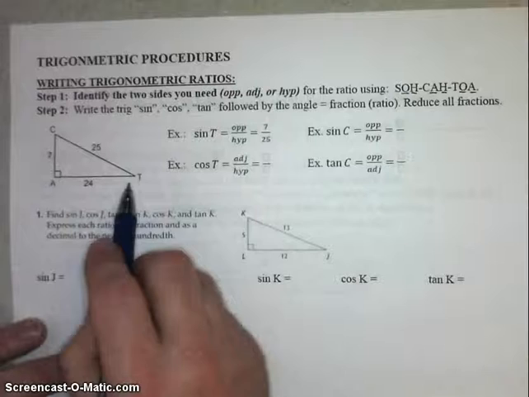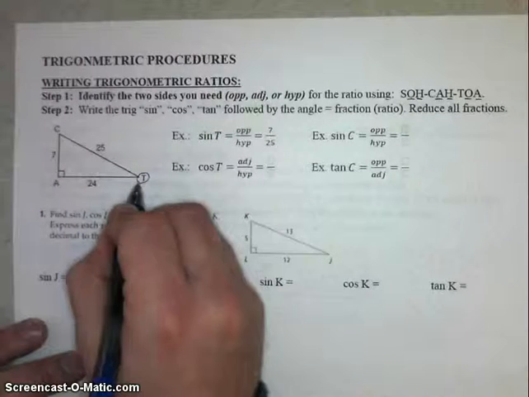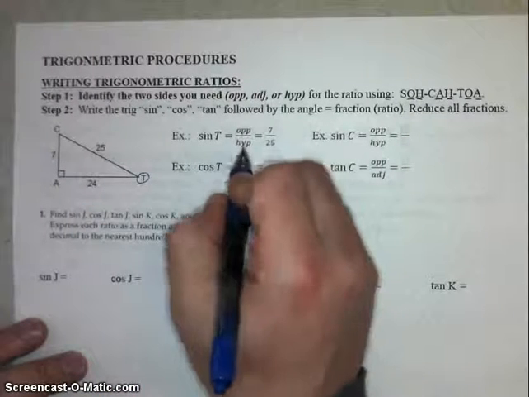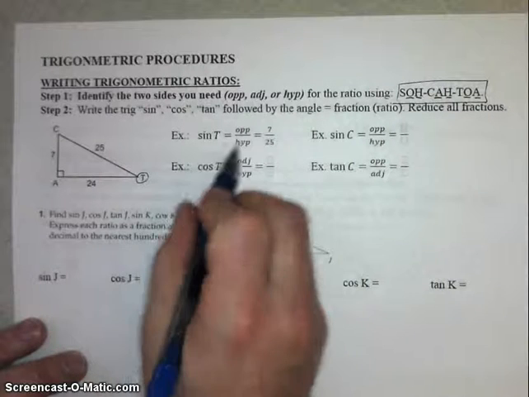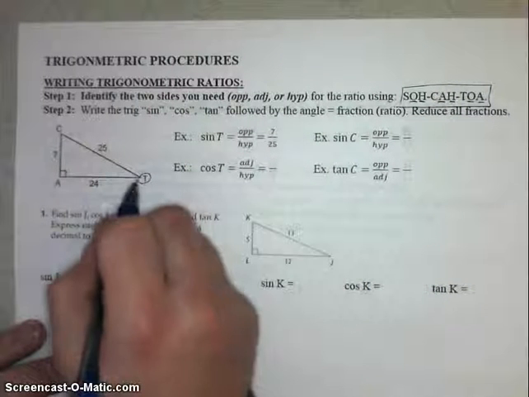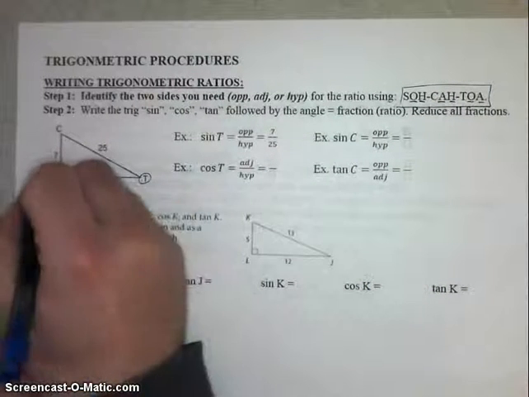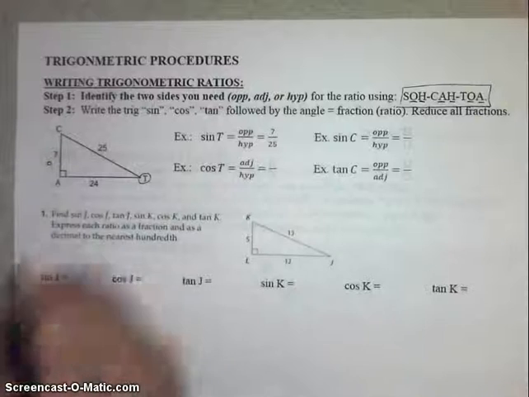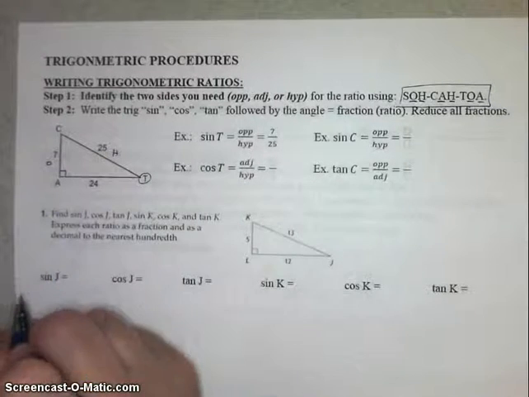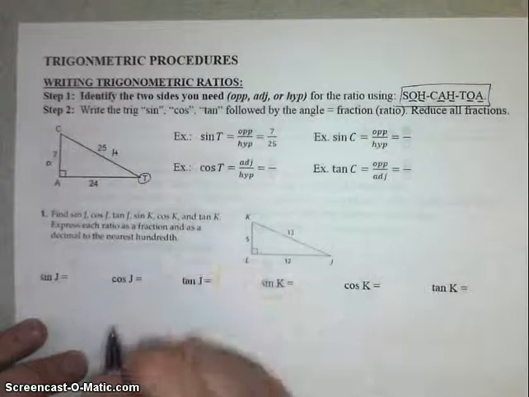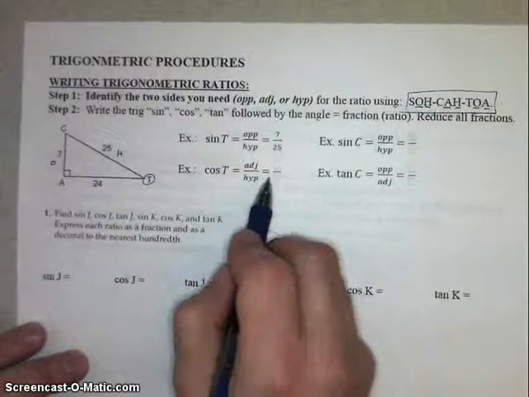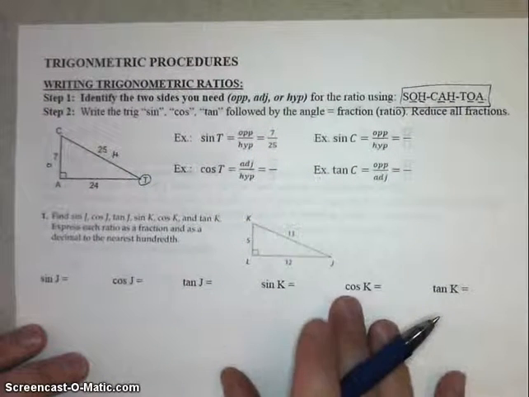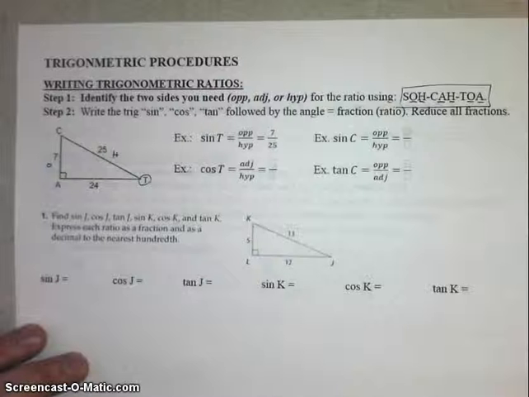If I want the sine of angle T, that's your reference angle, that's opposite over hypotenuse if you remember from SOHCAHTOA. And so I'm going to have us find the ratio of the opposite leg length, which is 7, over the hypotenuse, which is 25. So that's how we get 7 over 25, and you can leave it written as a fraction or you can write it as a decimal. So I'd like for you to find these ratios written as fractions.